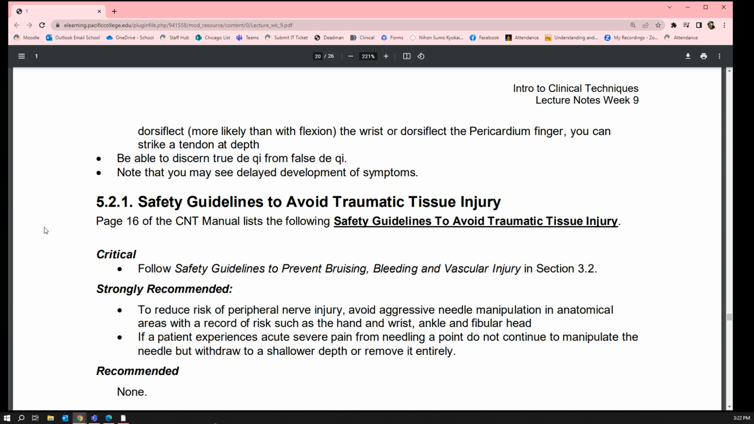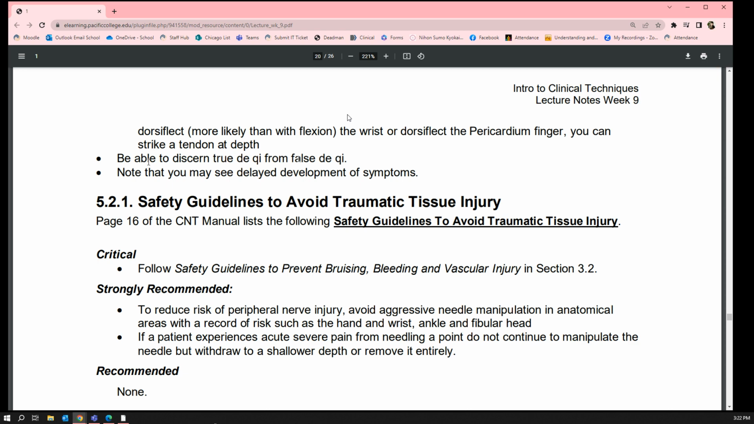A couple ones that I want to mention specifically here. Be able to discern true Da Qi from false Qi. Sometimes we might have a person say, ooh, this hurts. You need to be able to determine whether that is just a dull ache, heavy pressure sensation from true Da Qi, or if it is the pain associated with the striking of a structure.